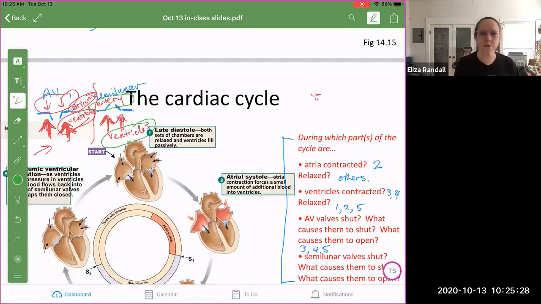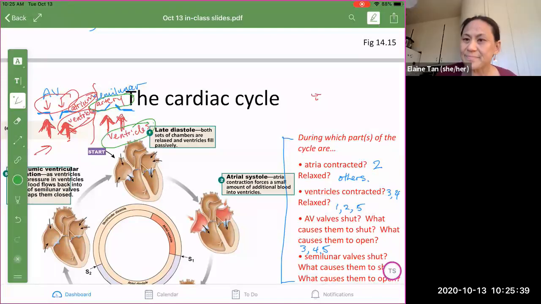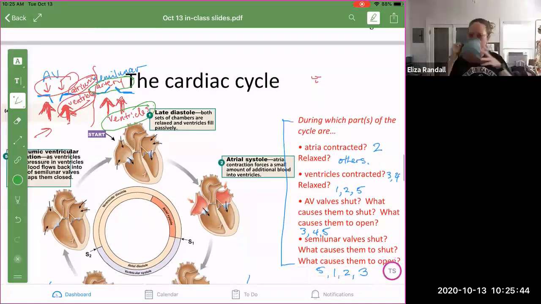So just to make sure I'm understanding, for the semilunar valves, it's ventricular and arterial pressure. For the AV valves, it's atrial and ventricular pressure. Yes. Thank you.